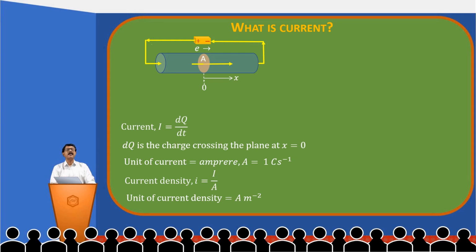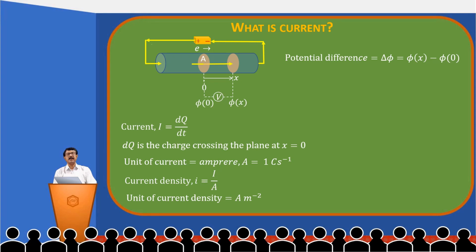But the difference is that in the case of water in a pipe, we can measure the pressure at any point. But in the case of electrical potential, we can measure only the difference in potential between 2 values. For example, at x equal to 0 and x. It is given by delta phi equals phi x minus phi 0. Phi x is the potential at x and phi 0 is the potential at x equal to 0.